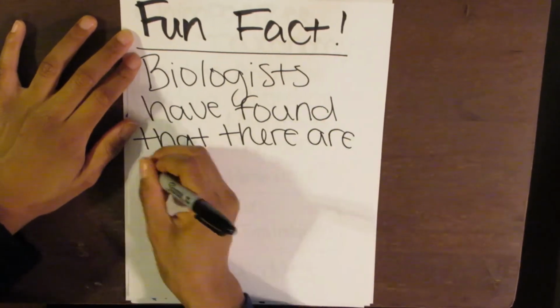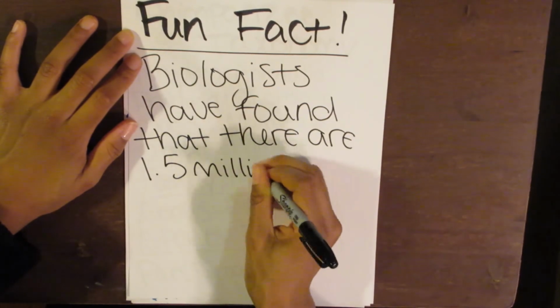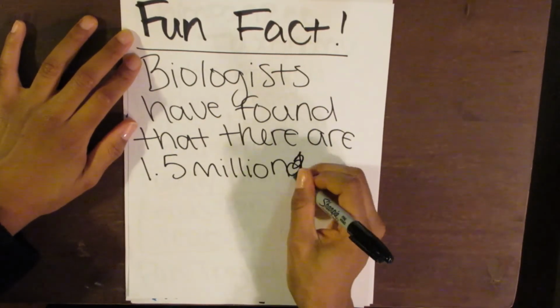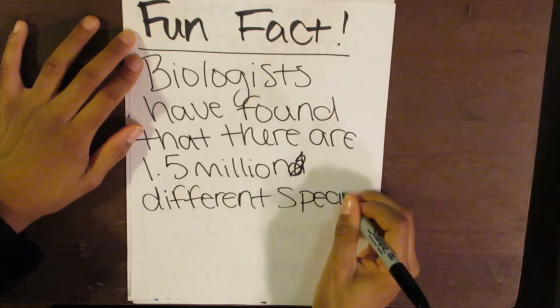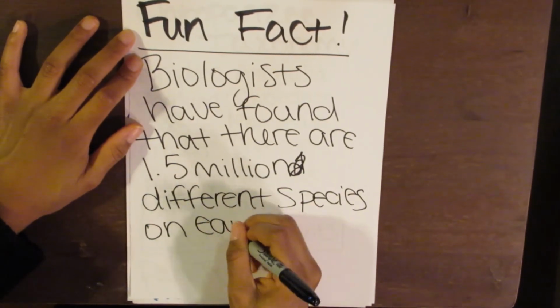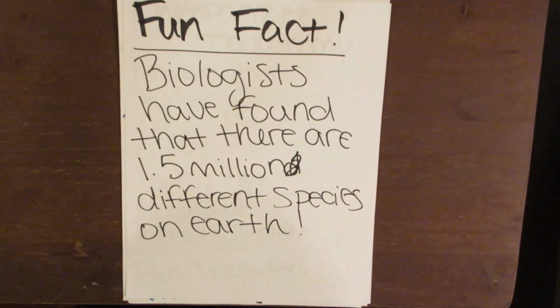Or maybe you're not. Biologists have found that there are 1.5 million different species on Earth. 1.5 million. That's a lot. But then if you think about it, you think, oh, there's so many little bitty organisms, but in reality, some of them are the same. So that's mad.